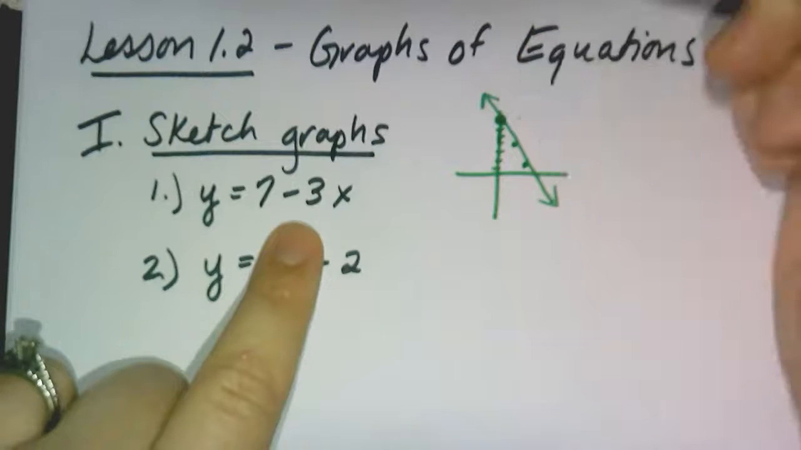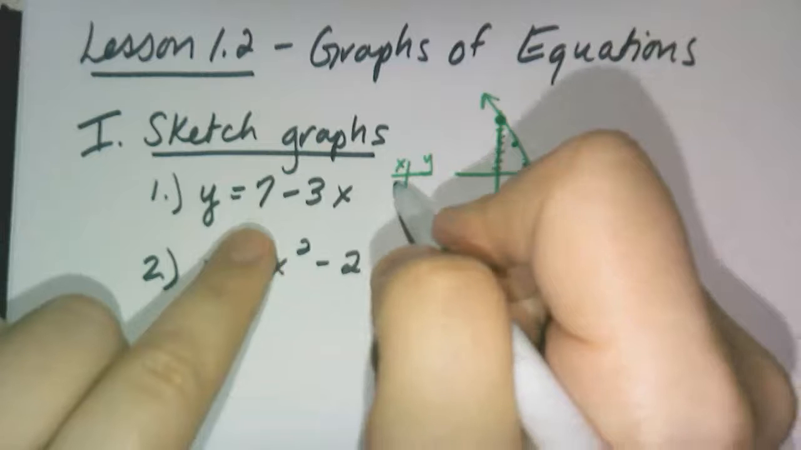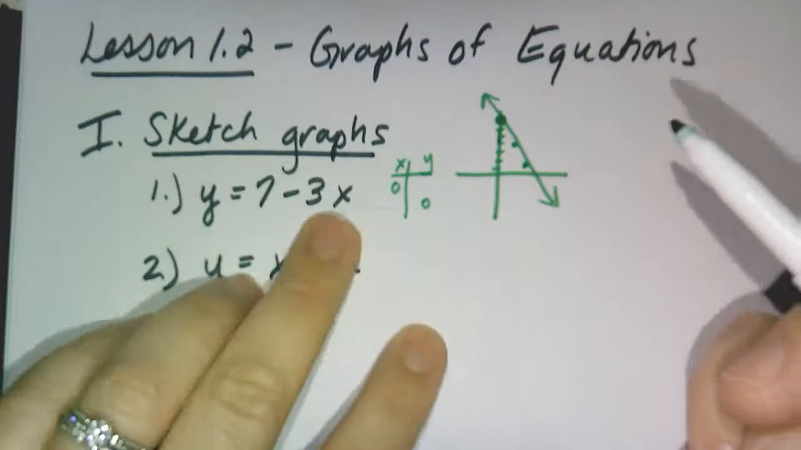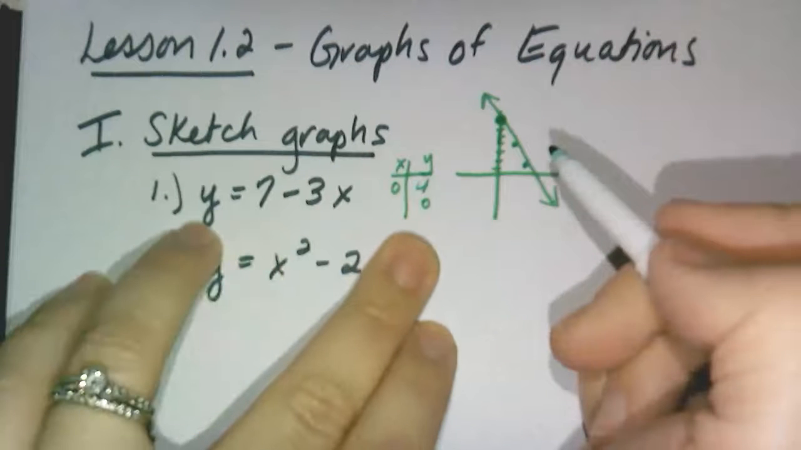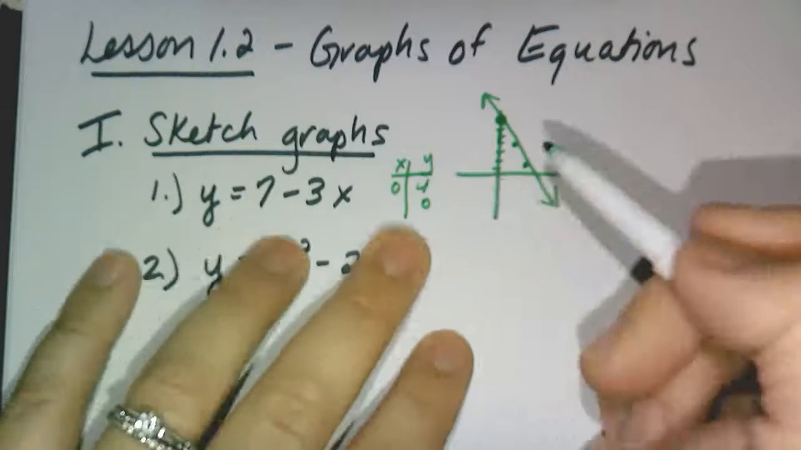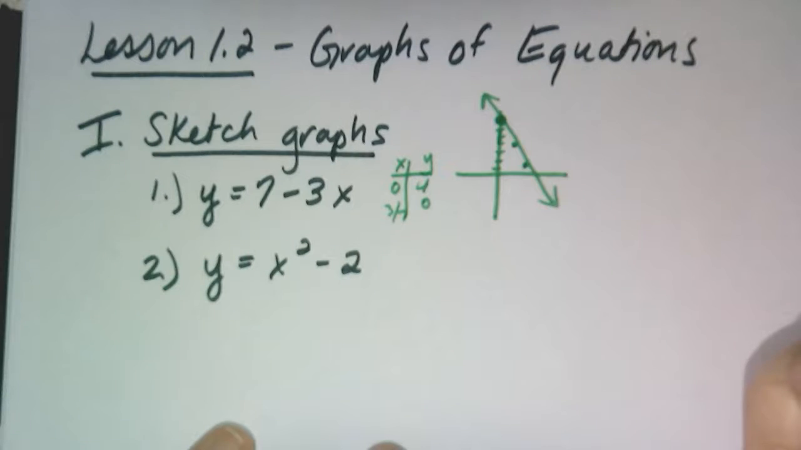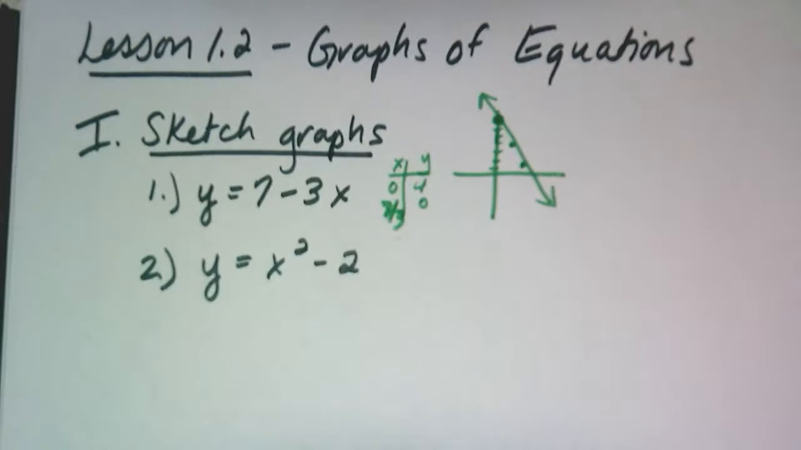You could obviously make a table of values, plug a 0 in for x, plug a 0 in for y. Some people will do it that way. So if x was 0, you would have 7. If y was 0, you'd have like 7/3. I wouldn't want to do that, but anyway, know how to sketch linear, obviously.